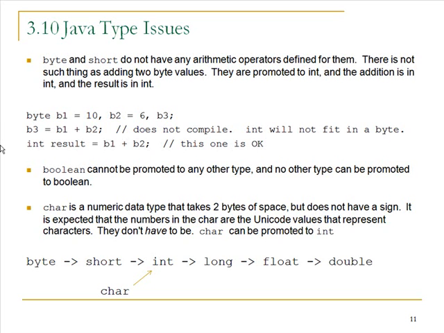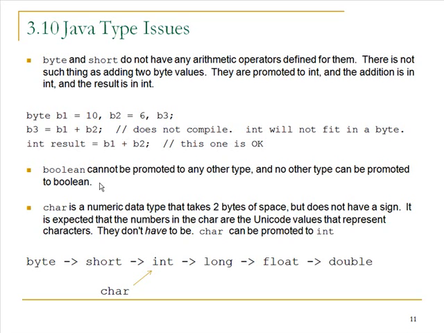okay. So it looks like if we have int result gets b1 plus b2, that we're adding 2 byte variables, but we're really not. We have promoted those bytes to ints and we're adding an int. And the same rules apply for short. There are no arithmetic operators for byte or short.